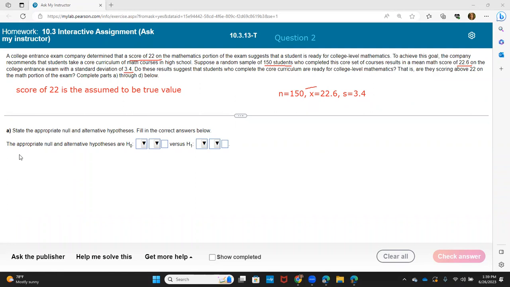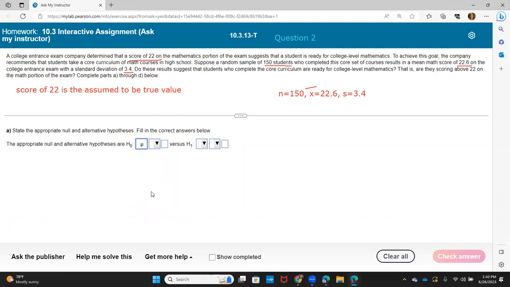So first it says the appropriate null and alternative hypotheses are, and then it has H sub 0. That is always how they will represent the original null hypothesis. And there are some drop down options. The drop down options that we have here are X bar or mu. This could be confusing right off the bat because we know we're talking about a mean, but X bar can be for a mean and so can mu, right? So which one is it?